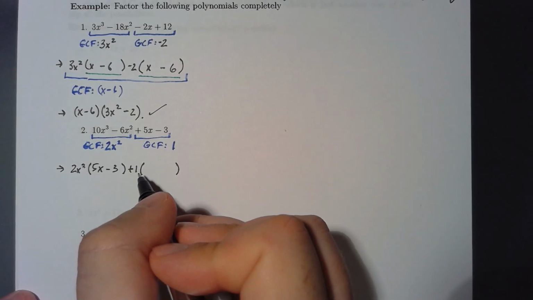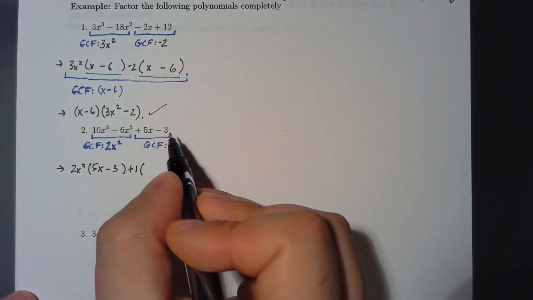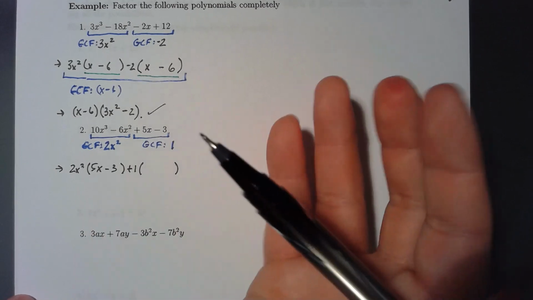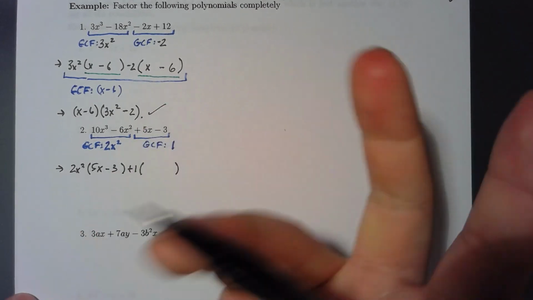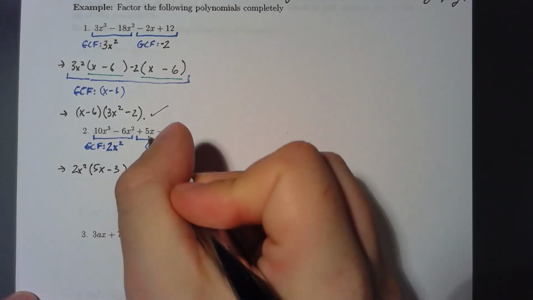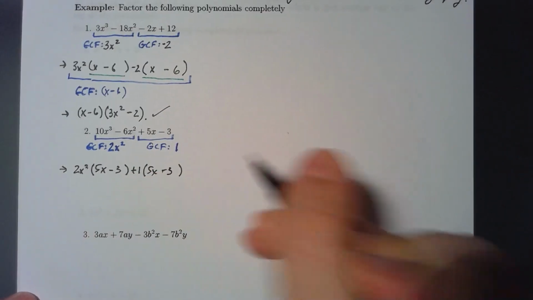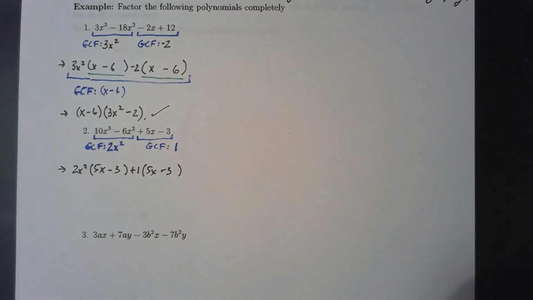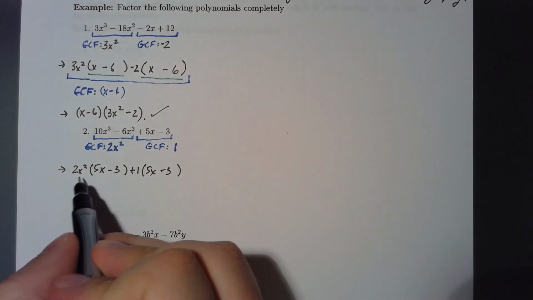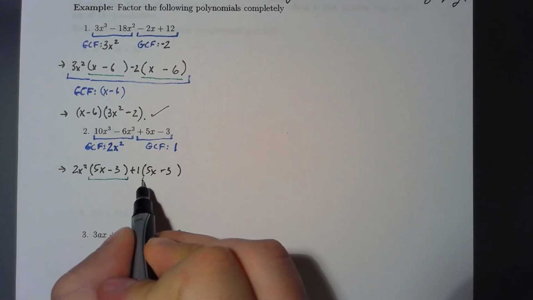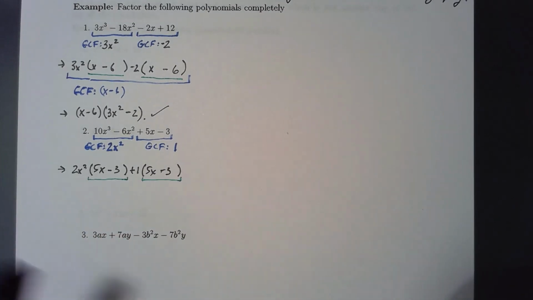Now if I factor 1 out of 5x minus 3, well, what do I have? I had the same thing, 5x minus 3. If I factor 1 out of that, I'm going to get itself back, right? 1 factored out of 5x is 5x. 1 factored out of negative 3 is still negative 3. So now you can see it here, right? If I look at the whole thing again, there's a common factor of 5x minus 3.